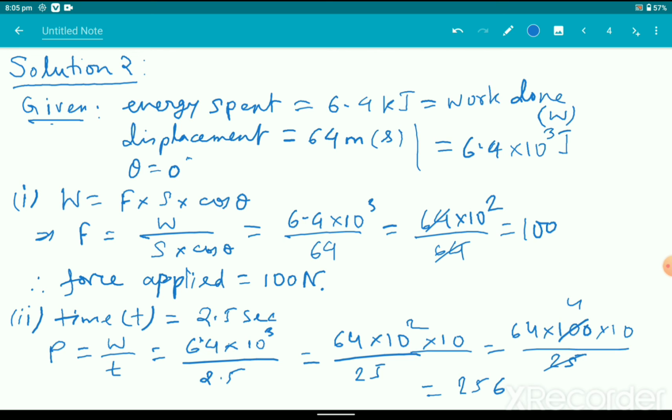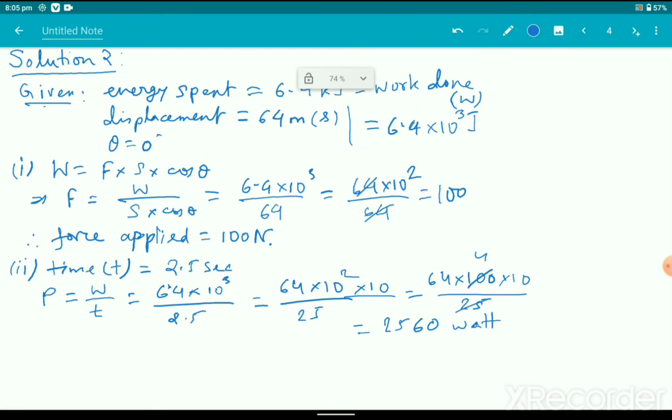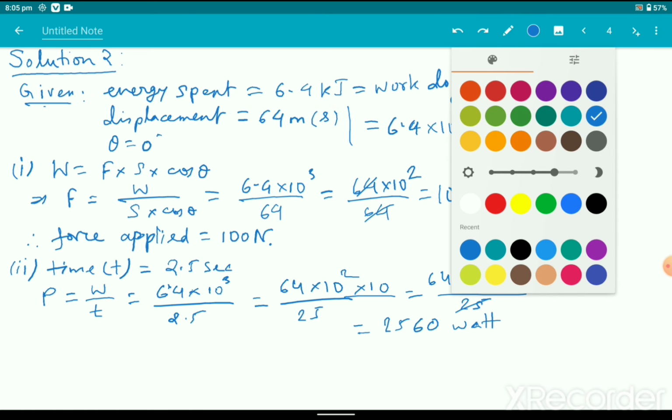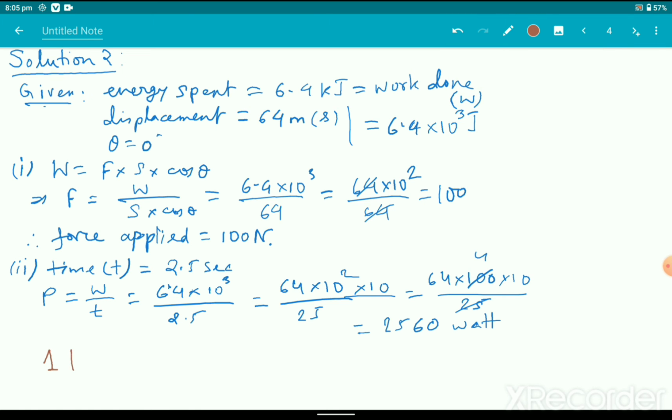256 and 10 there is there, 2560 watt. So this is the power that you obtain in watt. Now it has been asked to find out the power in horsepower. Do you know that 1 horsepower is equal to 746 watt? So what is the value of 1 watt? 1 watt is 1 by 746 horsepower. So if we convert this 2560 watt into horsepower, what will be your answer?